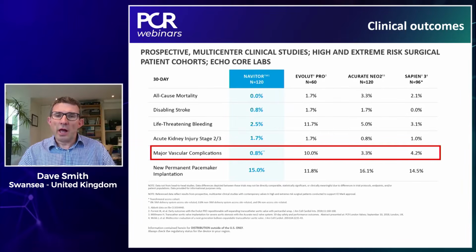This is data that Lars presented at EuroPCR last year, and it shows that the comparable studies, which were multi-center clinical trials with high and extreme risk patients with core lab adjudication, and in the red box you can see the vascular complication rate for Navitor was less than 1%. One patient in the 120 cohort that were presented had a vascular complication, and I think this is remarkable in a high-risk TAVI population.